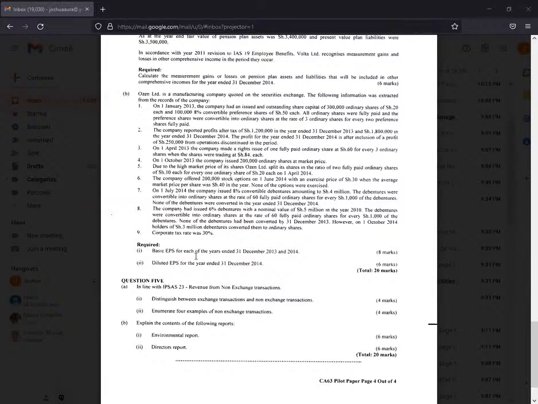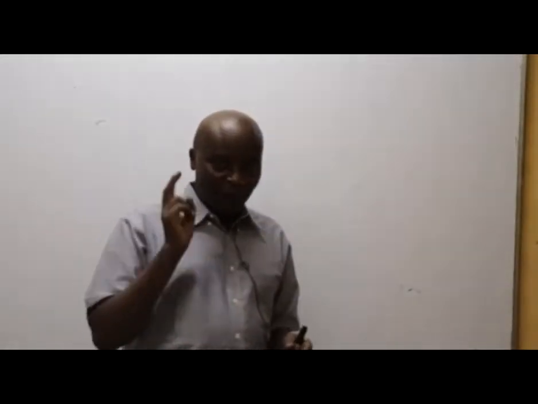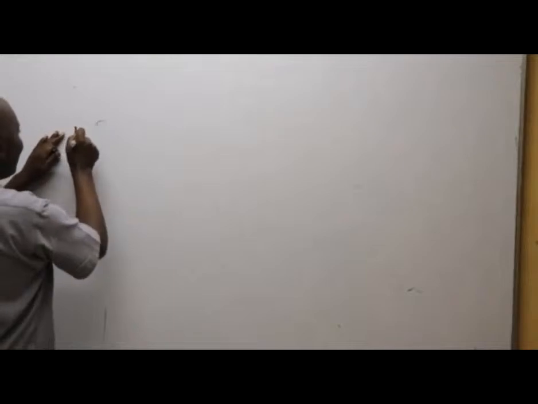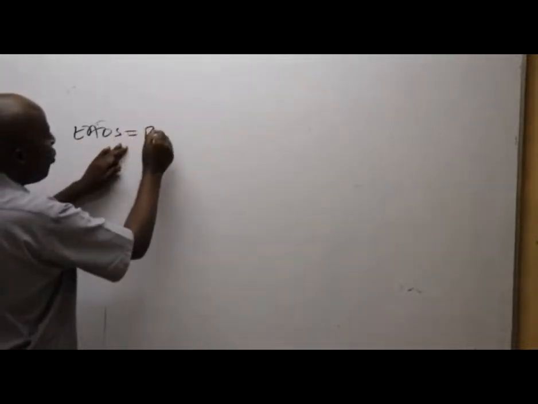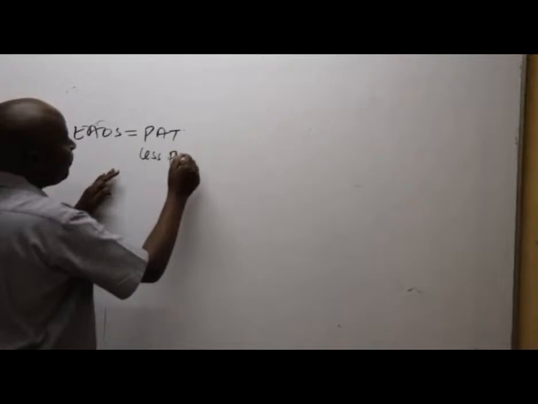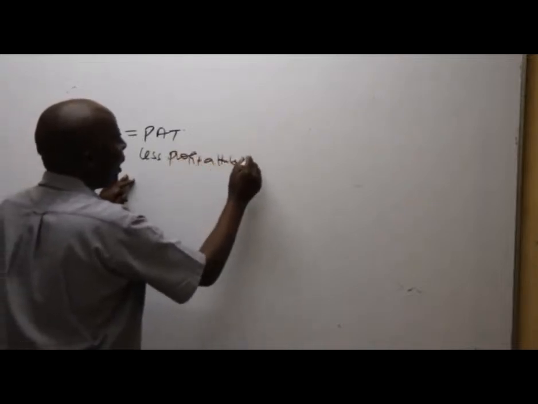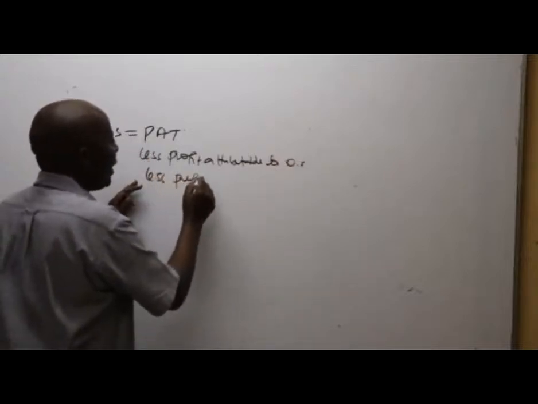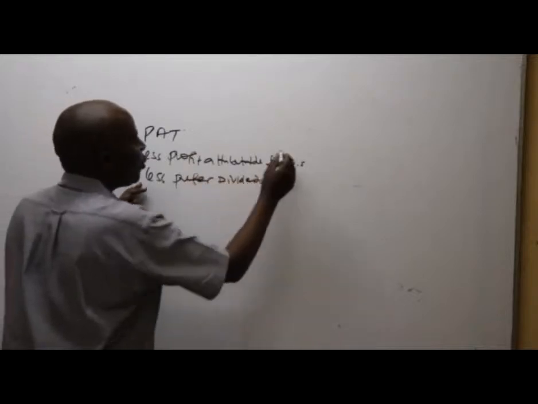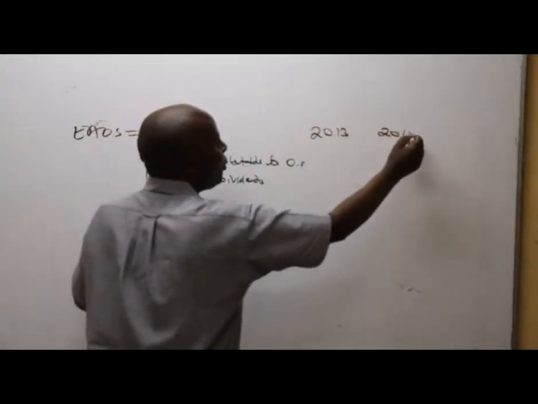They want me to give them basic EPS for each of the years ended 31st December 2013 and 2014. Low-hanging fruits, I can see three of them. Number 1, the rights issue. Number 2, the EROs, earnings attributable to ordinary shareholders. Take profit attributable to ordinary shareholders, less preference dividends. Very easy. We have two years, 2013 and 2014. Any low-hanging fruits?